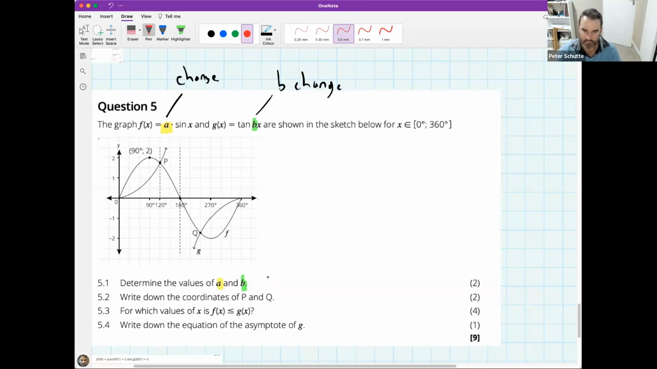So A is going to have the value of 2, because you can see that the sine graph goes up by 2 and then down by 2, then down by 2, then up by 2. So A is indeed equal to 2. Now, what is B going to be equal to?